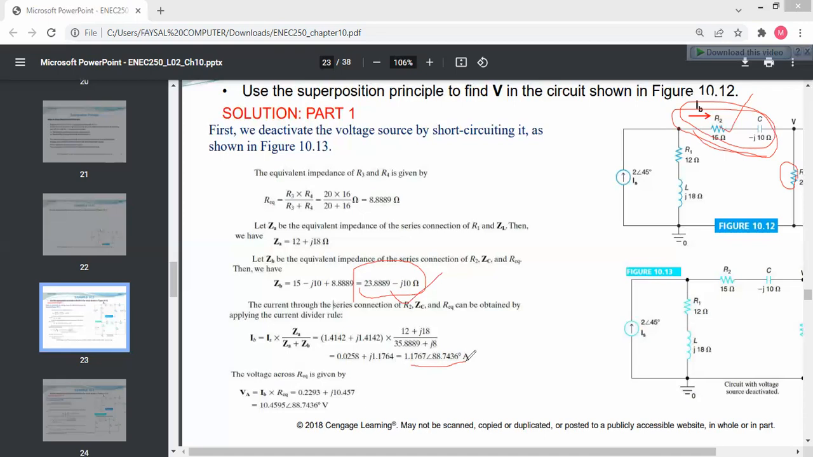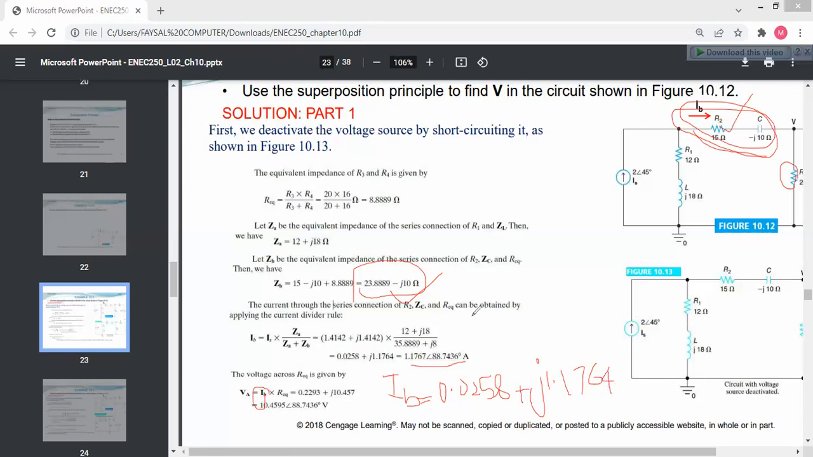So after this, I have to compute the value of IB. What is the value of IB? I will write it here. IB value will be 0.0258. This is my real part plus the value of J. This is my polar part. It will be our complex part, 1.1764.